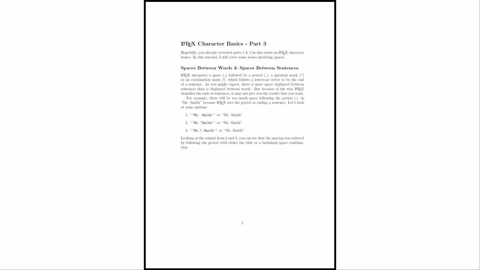So you see on 1, near the middle of the page, you've got Mr. Smith, and you just have a space between Mr. and Smith. You see, Mr. is followed by a period, so LaTeX is interpreting that as the end of a sentence. So if you look to the right, it's producing Mr. Smith with a little bit too much space. So you want to reduce that, and you can see it's reduced both in lines 2 and 3. On 2, you use the tilde, and the space is reduced. You can also use a backslash followed by a space, and the space is also reduced.